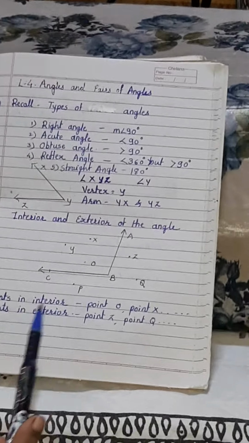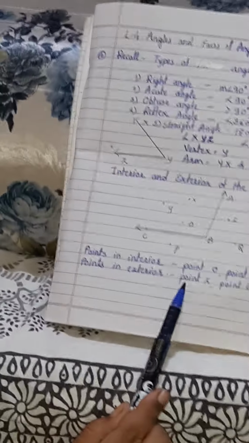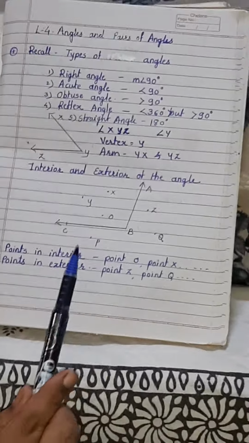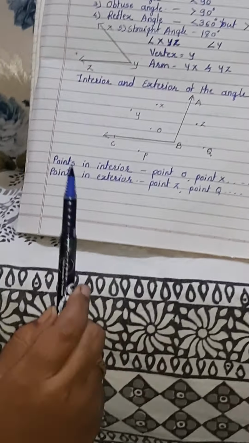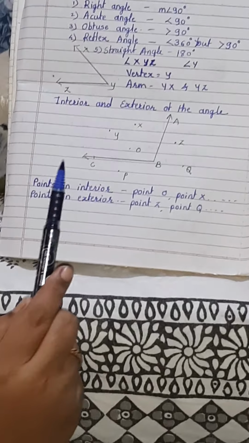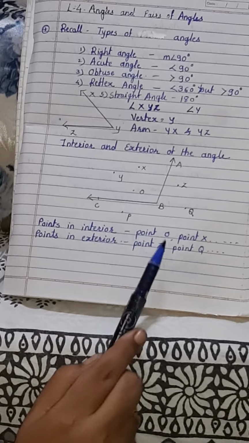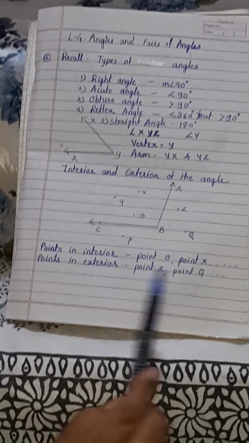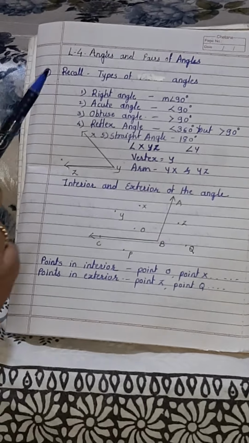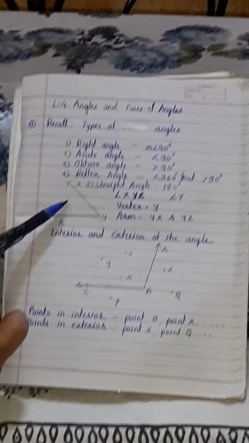Points in the interior, point O, point X. You have to write down these points, which points are in the interior and which points are in the exterior. Please write down in your notebook: draw any two angles and show three points in the interior and exterior, and denote them properly. And you have to write down all the types of angles also.